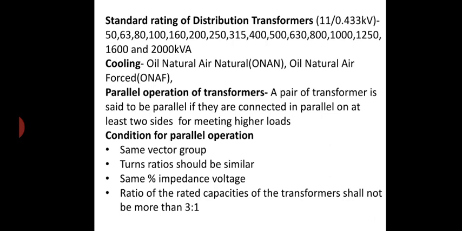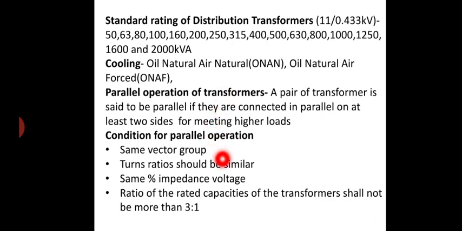So it should not be more than 3:1. If you are connecting transformers where the first has 100 kVA and the other has 400 kVA, that comes to 1:4, so this should not be done. You should see that if one transformer is 100 kVA, the other is less than 300 kVA. Only like that can we connect the two transformers in parallel.